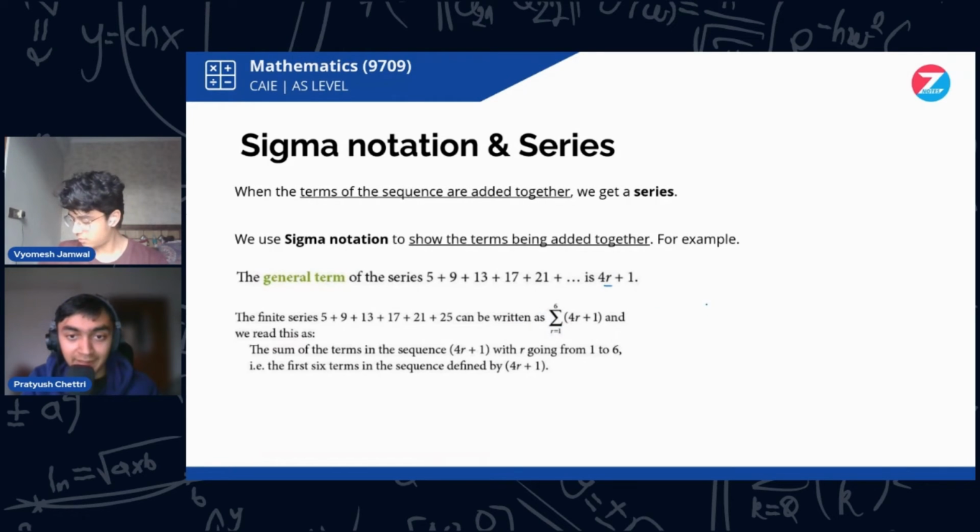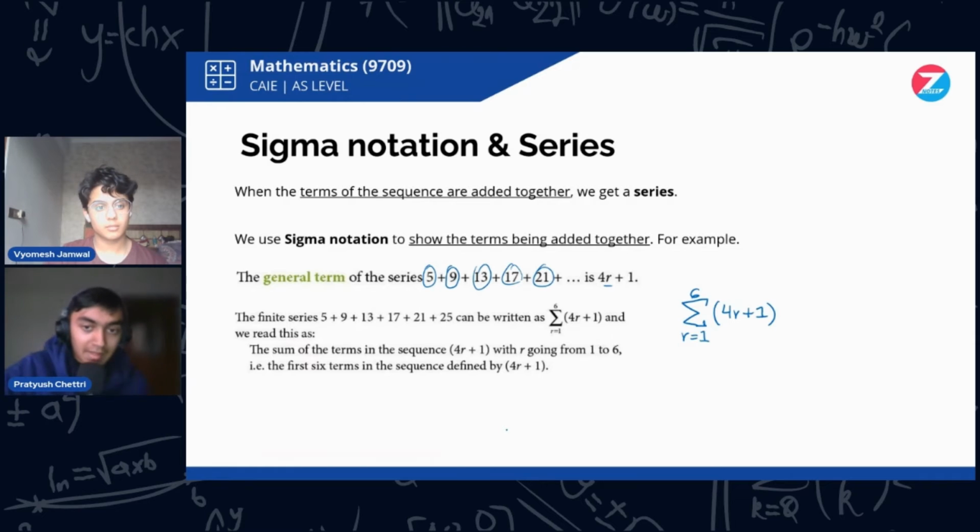We read this as the sum of the sequence 4r + 1, and then we start at 1. So it's like a count. If you're familiar with computer science, it's like a counter, and you increment it by that much each time. You start r at 1, and then it goes to 2, and it goes to 3, and it goes to 4 until it reaches 6. So each time it increases by 1, and we get, so the first one where r is 1 is here. The second term, r is 2, is here. r is 3, r is 4, r is 5, and the sigma means we add them all together.